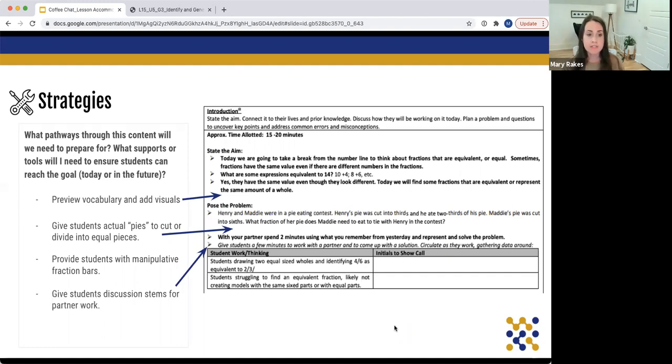The next thing I'm going to do is I see there's partner work in this lesson. So I'm going to put it on the chat, on the board, and on the papers, and I'm going to prompt students with some discussion stems for partner work so that they can successfully have those conversations with their partner.